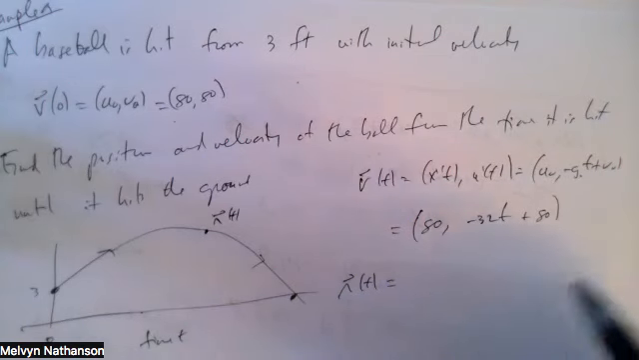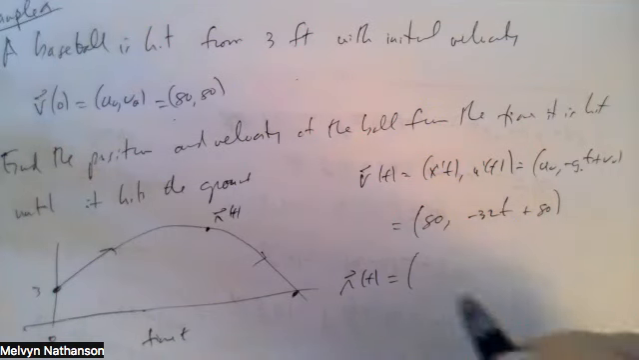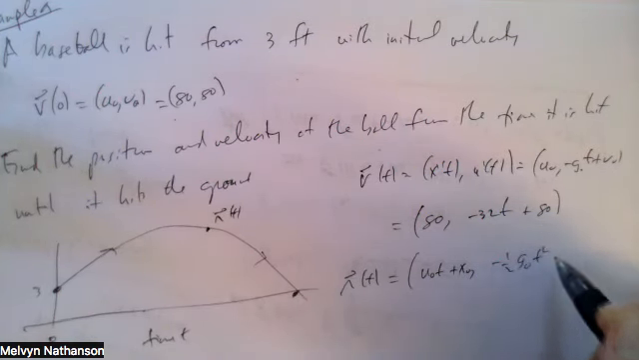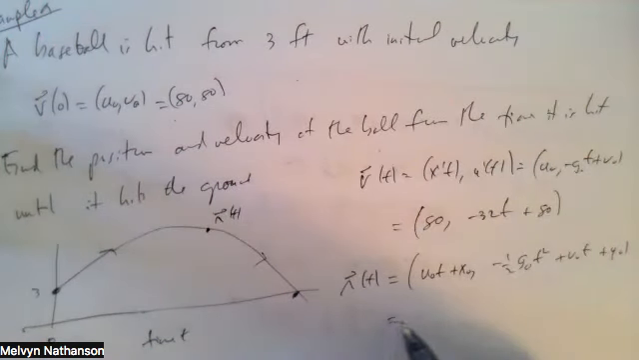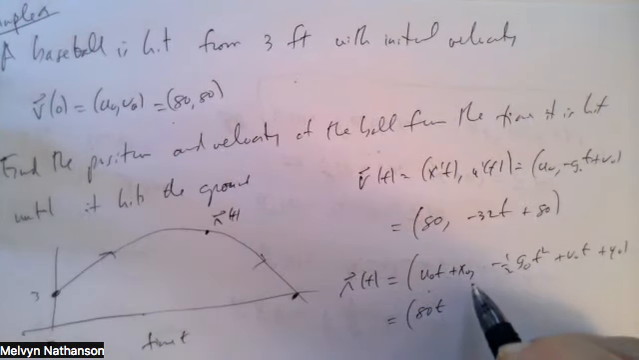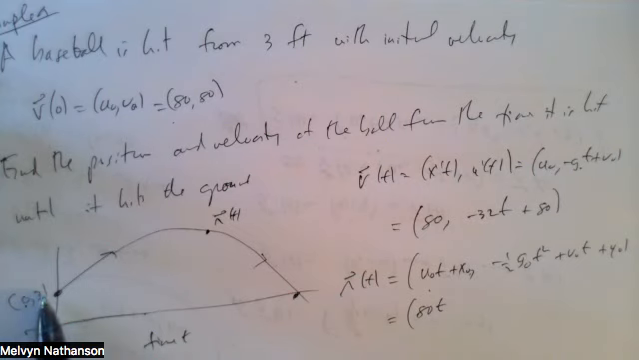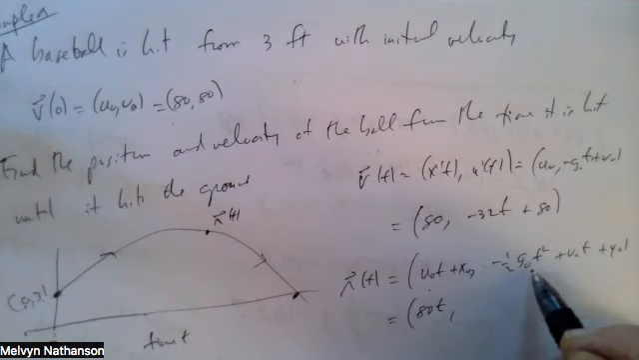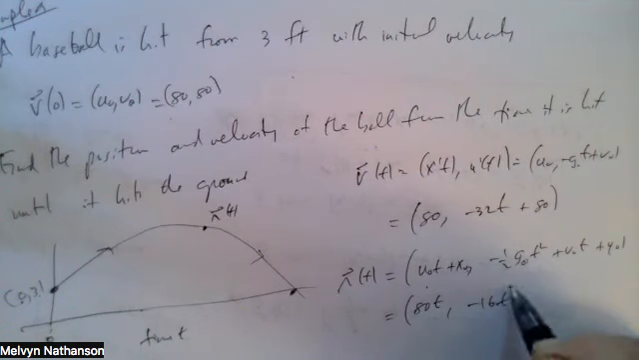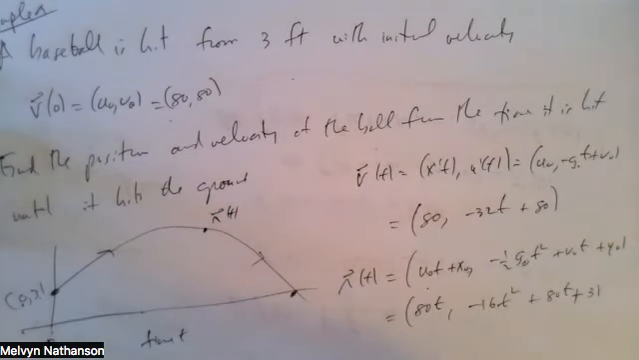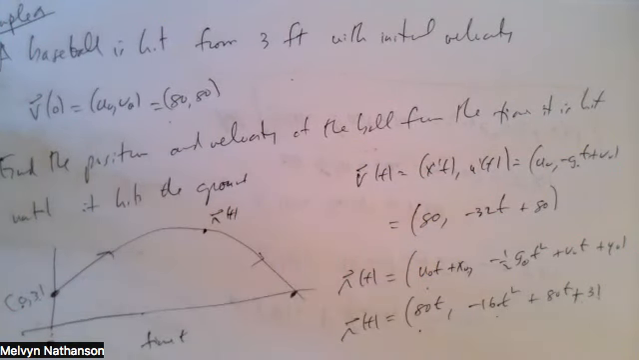And what is the position at time t? R at time t is u naught t plus x naught, minus a half g t squared plus v0 t plus y naught. What is this? u0 is the initial velocity, 80t. x0 is the x component when you start, that's 0. You're starting at the point 0, 3. So x0 is 0 and y0 is 3. Minus a half g, acceleration due to gravity, is 32. So minus a half 32 is minus 16t squared plus v naught 80t plus 3. So 80t, minus 16t squared plus 80t plus 3. This is the position at time t for all t greater than or equal to 0.